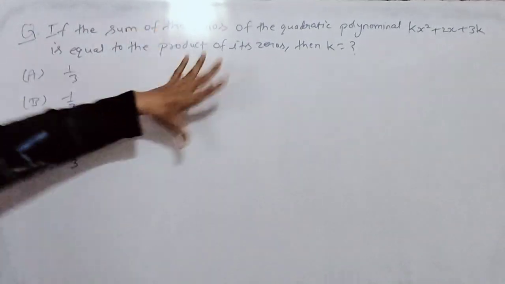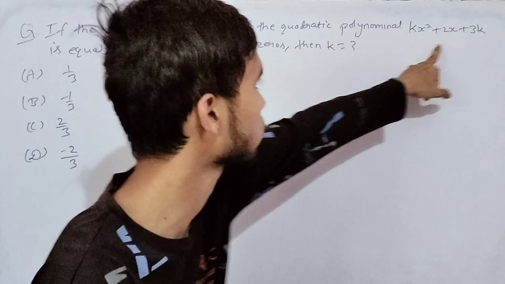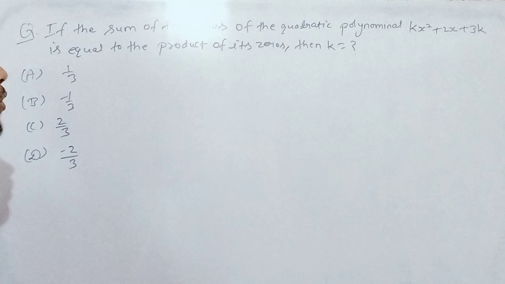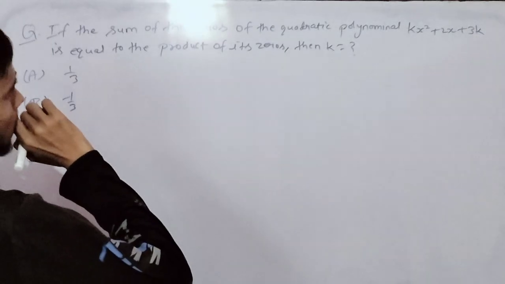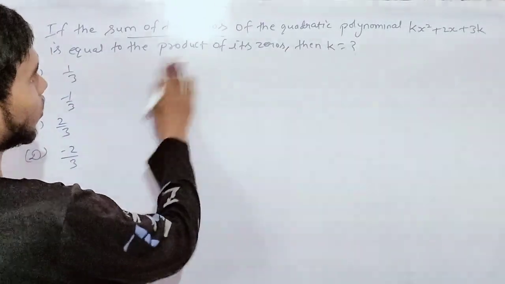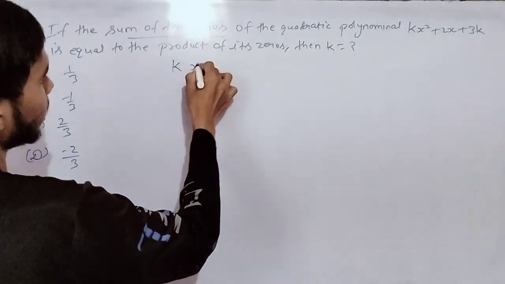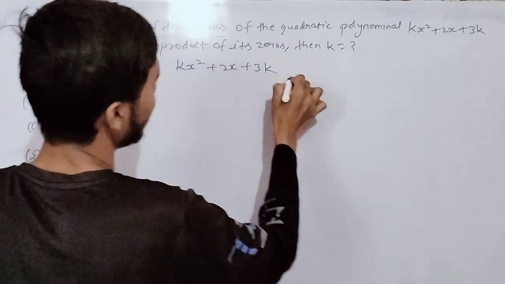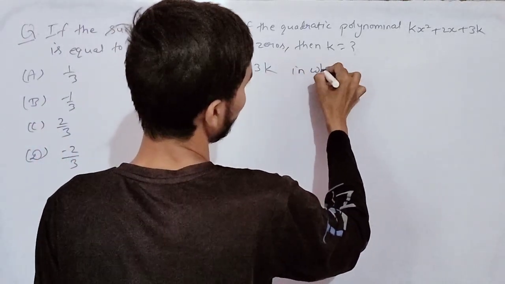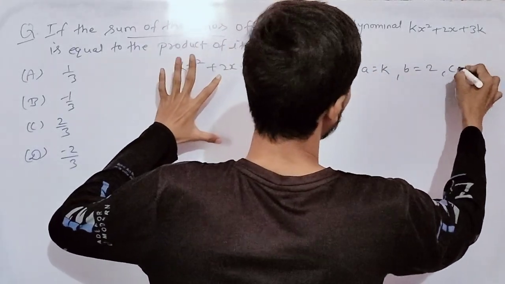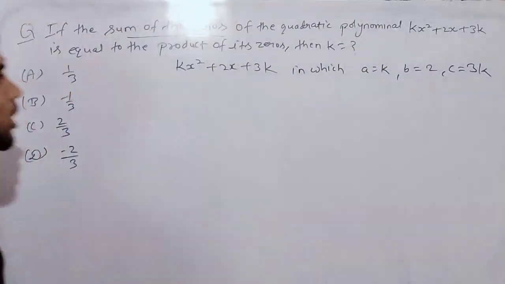It is telling you, if the sum of the zeros of a quadratic polynomial is equal to the product of its zeros, then you have to find the value of k. So here the polynomial is kx square plus 2x plus 3k, in which a is k, b is 2 and c is 3k, not only 3.